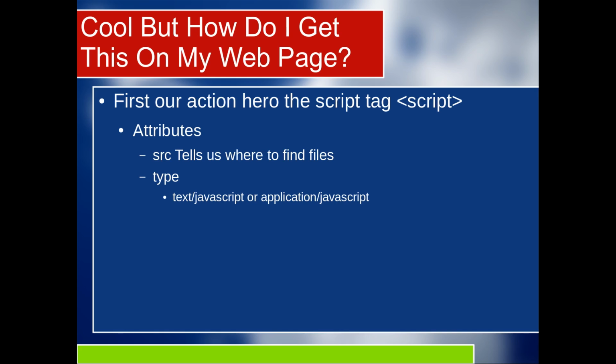It has two attributes that are commonly used. Source, that tells us where to find files if we're using an external JavaScript file. And then type. You're usually going to see text/JavaScript or application/JavaScript. I can see no difference. Application/JavaScript is probably more proper now, I guess, but they both work the same. Now, type is required for XHTML or HTML4 in strict mode. However, in HTML5, it is no longer required. It's assumed you're going to be using JavaScript.